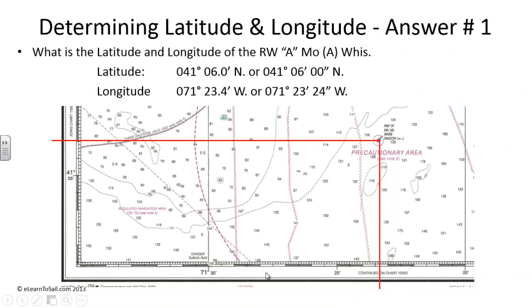So back to our original software. Here are our two lines. We can see our latitude is 41 degrees 6 minutes and our longitude is 71 degrees 23.4. Now either one of these could be described in seconds. So our latitude would be 41 degrees 06 minutes 00 seconds. Our longitude would be 71 degrees, 23 minutes, 24 seconds. In this course, we are not going to use the 24-second terminology. We will only deal with a tenth of a minute as our accuracy.